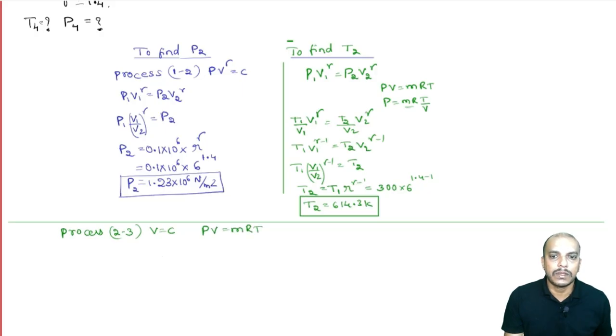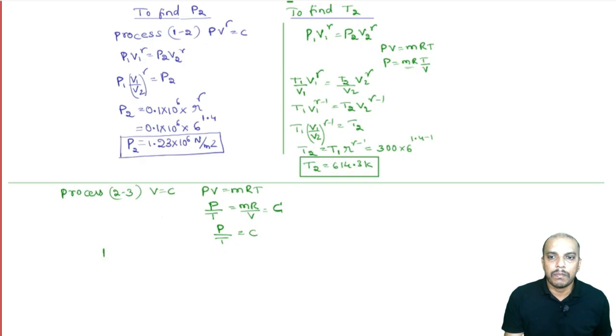For constant volume, I will send the volume to the right side and temperature to the left side. So P by T is equal to mR by V. Now mass is constant already, R is constant and volume is also constant, so the whole right side is constant. Therefore, for process 2 to 3, P by T is equal to constant. What do we mean by that? P2 by T2 is equal to P3 by T3. Now, we know P2, we know T2, we know T3, so the only unknown is P3. So, we can find that out.